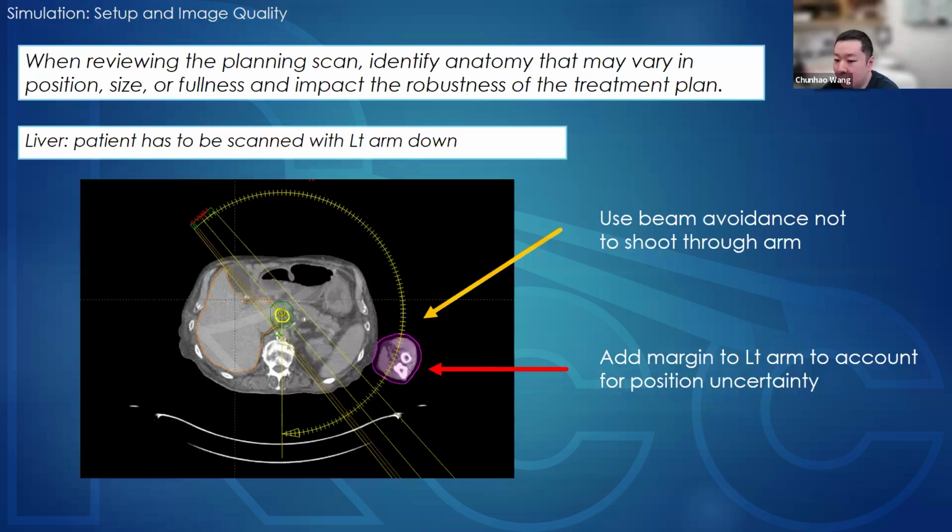So when that happens, of course, we need to contour the arm and use beam avoidance to pause the radiation when the arc is going through the arm. And of course, we have to consider the daily variation of the arm position, and we need to add additional margin to the left arm avoidance structure to account for its position uncertainty.